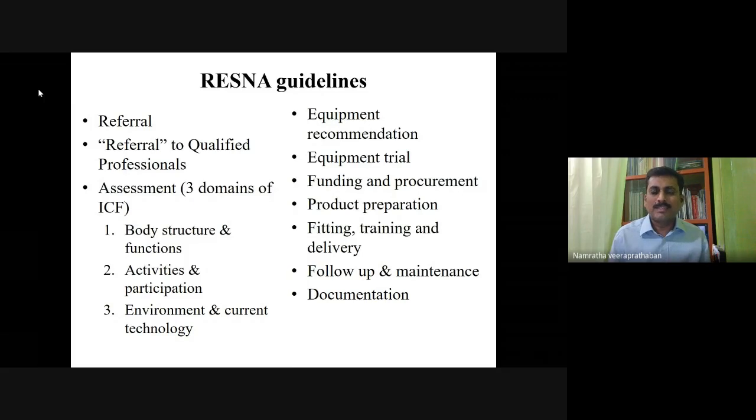So we have 3 well-defined guidelines or policies. If you look at them, the steps involved in all 3 are almost the same. The implementation of the process may differ from country to country, depending on the health sector and health insurance. But the essential steps involved are almost all similar.